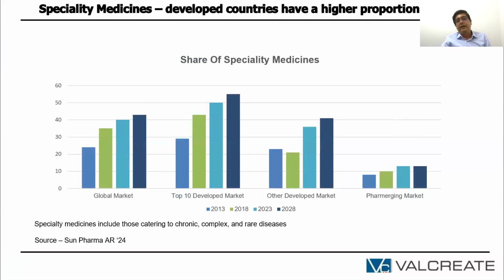So again, looking at how the market is shaped, the developed market has a higher share of specialty medicines, which are basically catering to chronic, complex, and rare diseases. Whereas the developing markets, like the pharma emerging markets, have a very small proportion of 10 to 12% in specialty medicines. If you look at the top 10 developed markets like the US and Europe, some of these markets, like Japan, have 50 to 60% in specialty medicines. And a lot of these new specialty medicines are in the field of biologics.